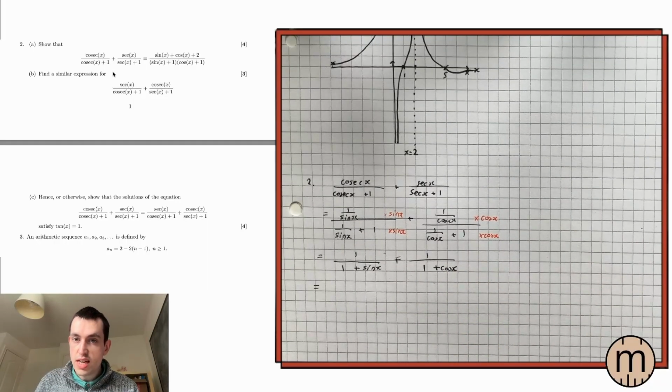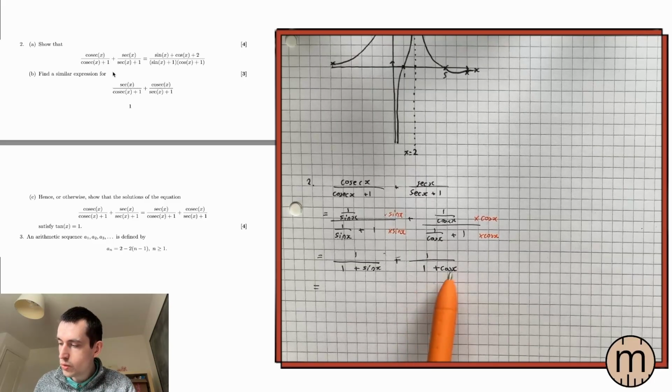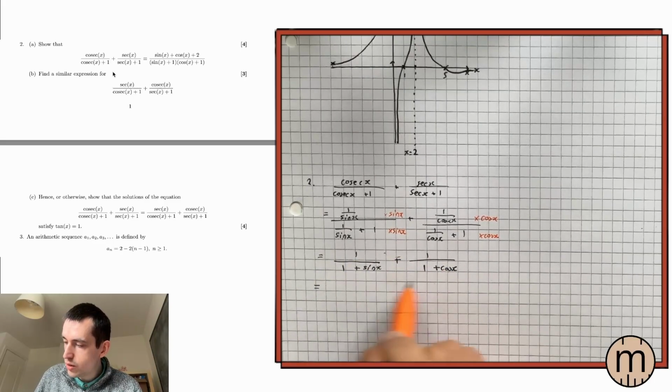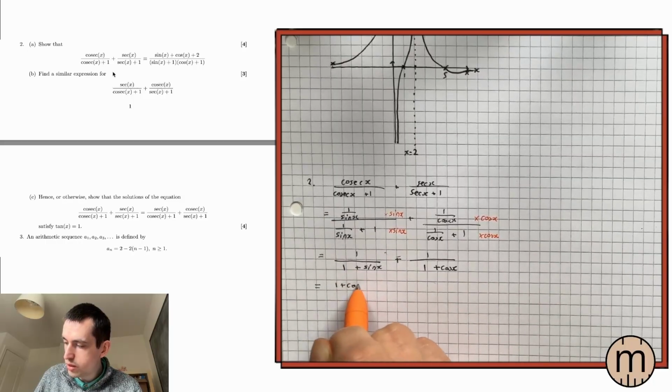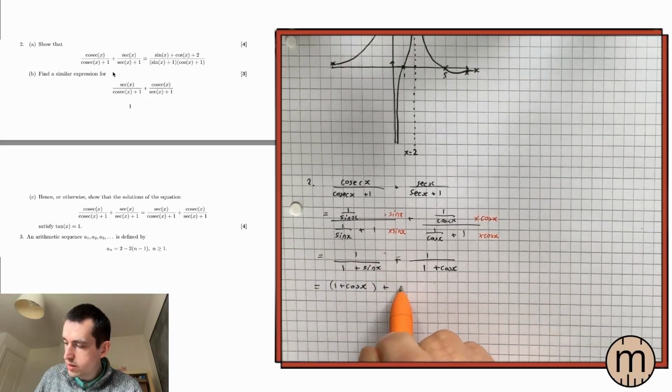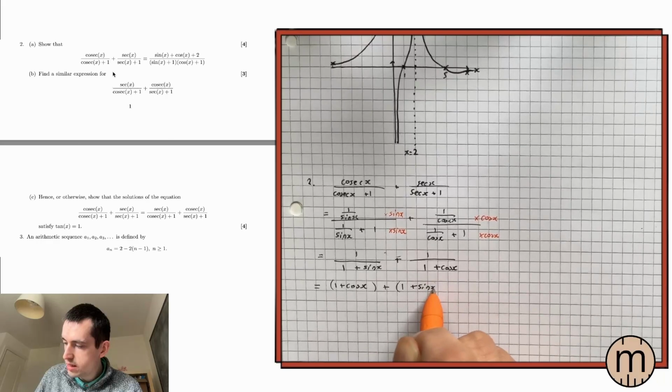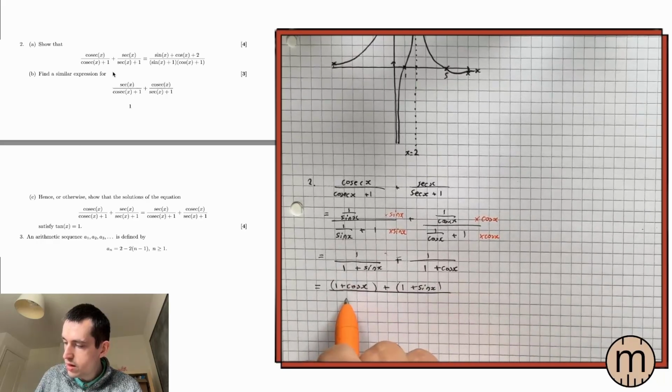Now it's in terms of the sines and the cosines, but it's not all together in one fraction. So let's do that. We need to get a common denominator, so we're going to cross multiply. So 1 plus cos x plus 1 plus sine x over 1 plus sine x, 1 plus cos x.